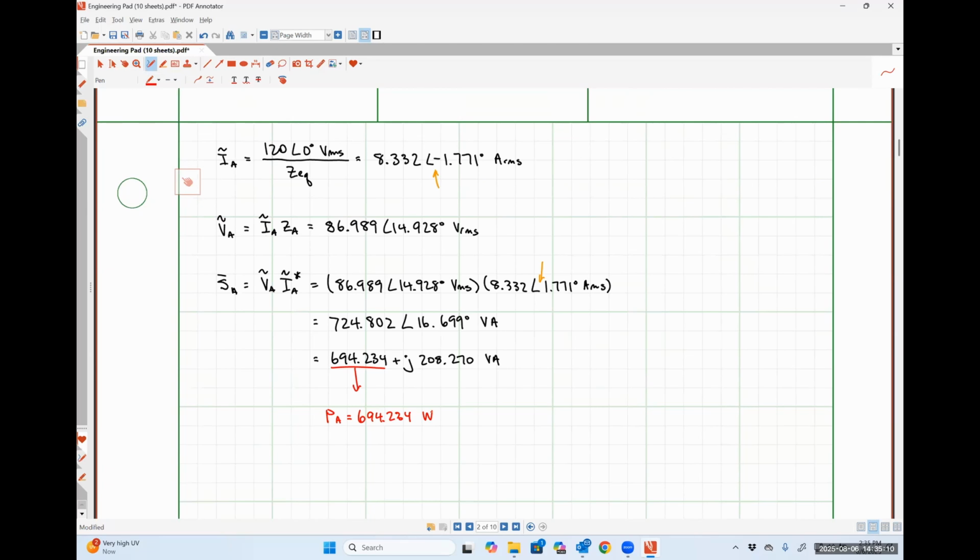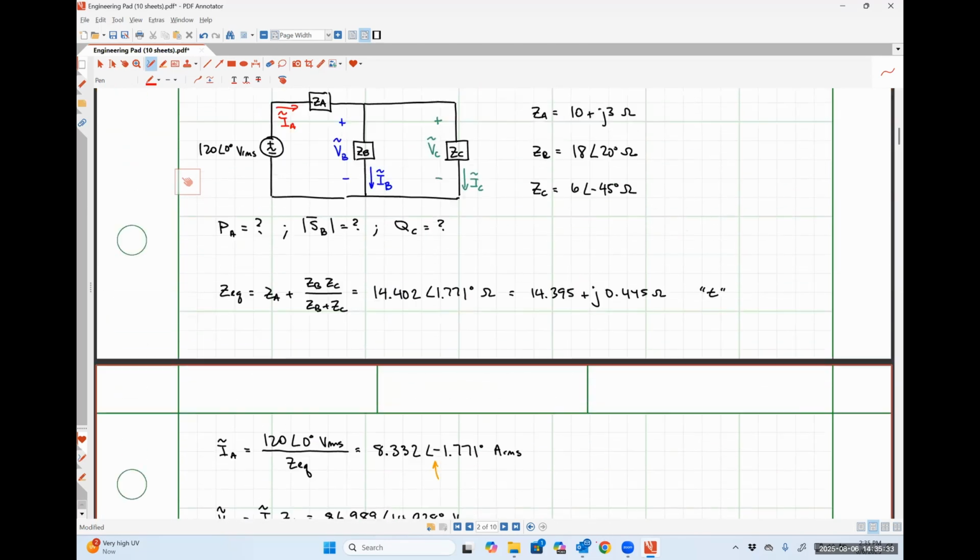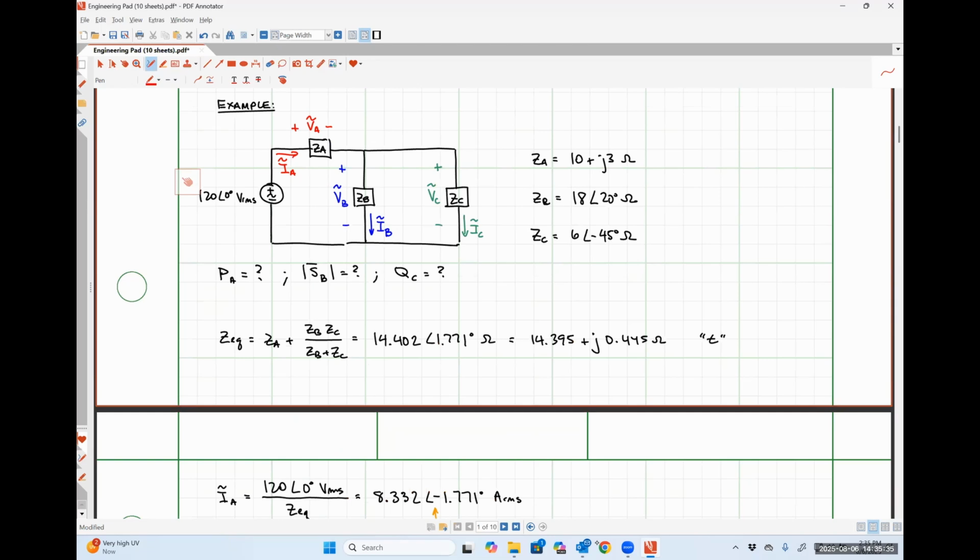So at no point did I use the equation that I gave you guys to calculate average power, because it's pointless. Our calculator can do that for us. We just need to remember that the real part of complex power is average power. So now let's work on part B, okay? So knowing what we know, how might we find either VB or IB? Because once we know one, we can just use Ohm's law to find the other.